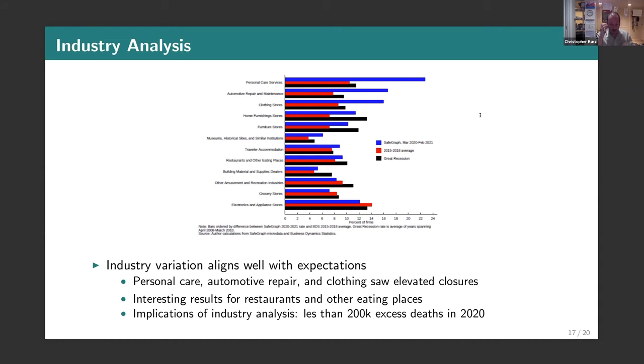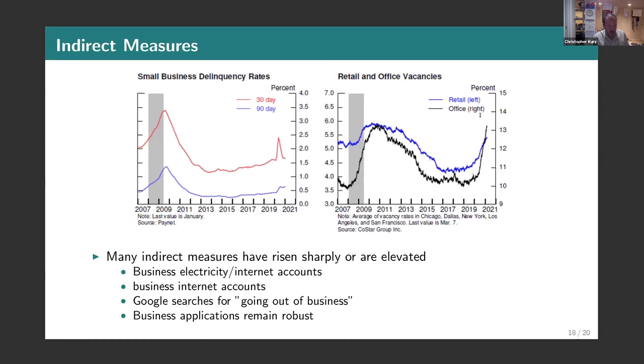So we combine different sources of data to come up with an estimate of what we think the implications are for the total economy as a whole. Less is misspelled there, but we're finding less than 200,000 excess deaths in 2020, which is in line with the BED data that I discussed earlier. So there are some other indirect measures I want to point to here.